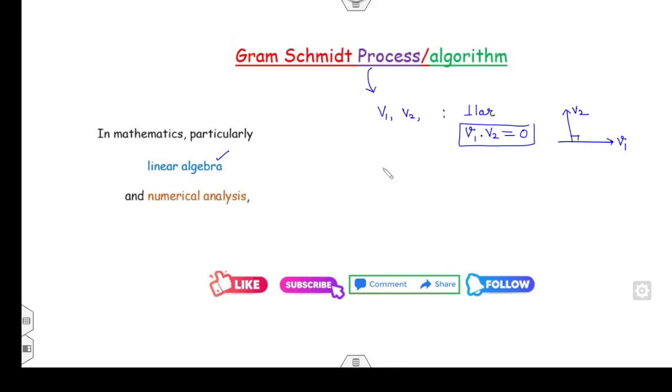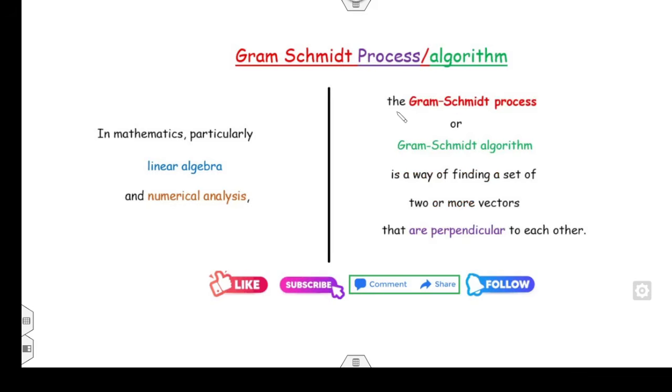But what will happen if you have more than two vectors, let's say vn? How can you check the perpendicular nature of these vectors? That process, how you can check the perpendicular nature, is the basic aim to define the Gram-Schmidt algorithm, or called the Gram-Schmidt process.